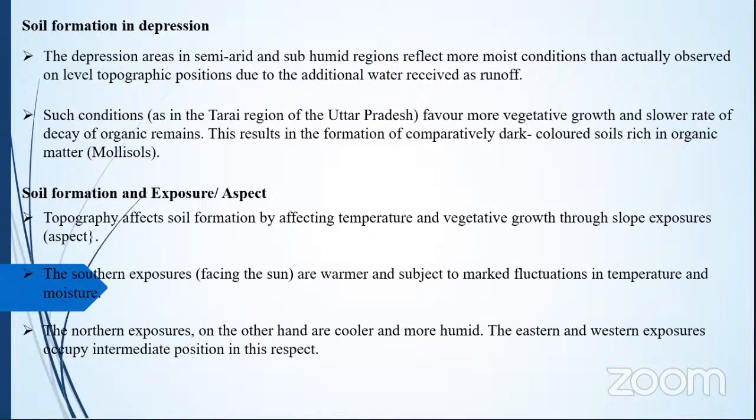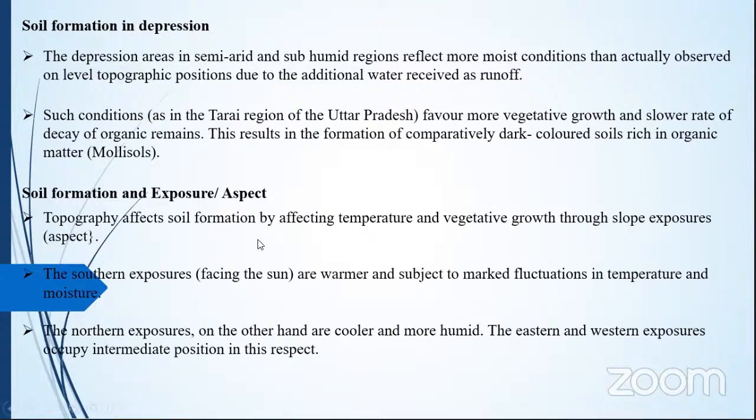The growth of vegetation is very good, but the decaying is very slow. Due to the depression, the water will be stagnated, and due to this stagnation there will be no oxygen. So the decomposition of organic matter is very less. This type of situation results in dark colored soil rich in organic matter. Soils rich in organic matter come under an order called Mollisols. Mollisols we can see only in this type of situation, in depressed areas.